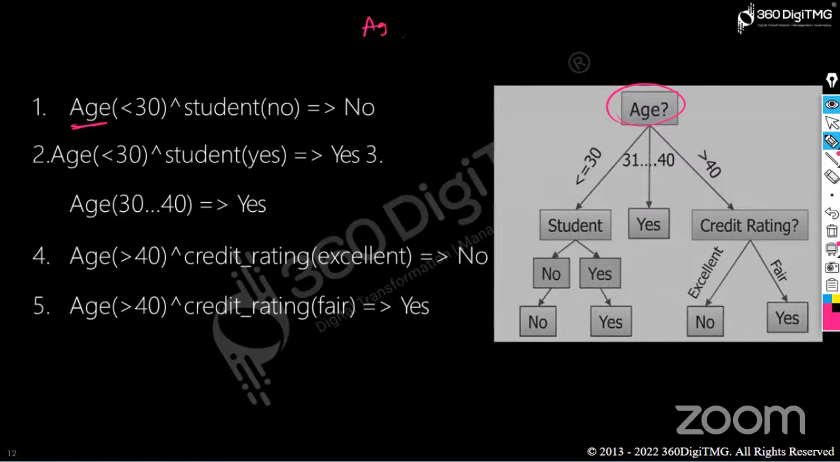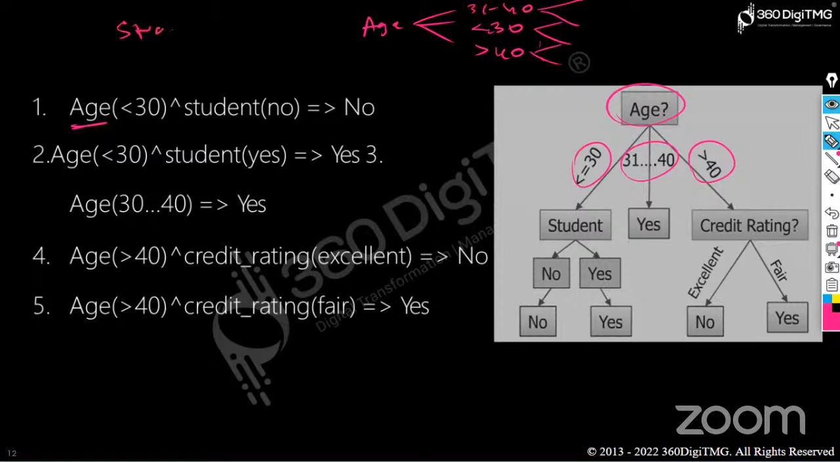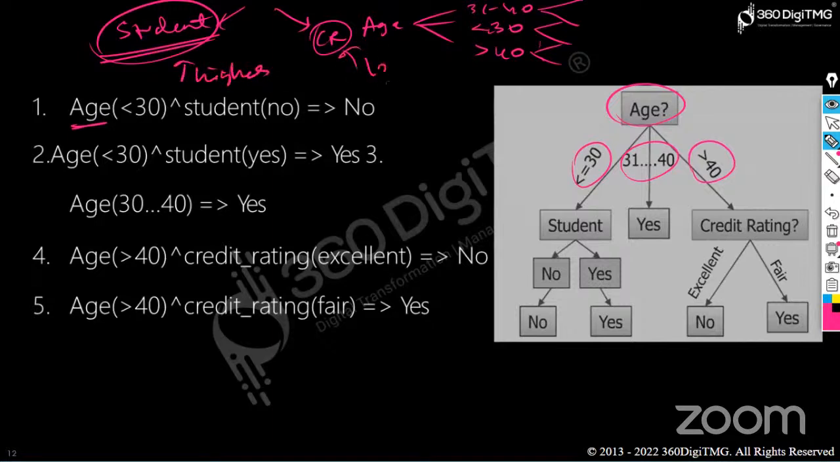So under age, you have 3 categories. What is 31 to 40, less than or equal to 30, greater than 40. So the 3 categories. And after this, you will be having student. If he's a student, because next information gain is student. So when you are considering the left side, student will be there. The right side, next credit rating will be there. So whatever you have on the left side will be the higher value and the next one will be the lower value, right side or the left side.